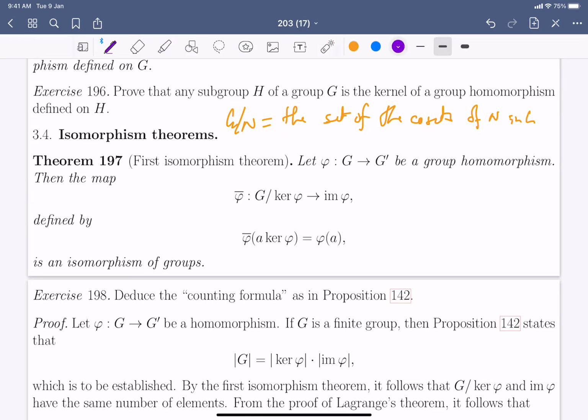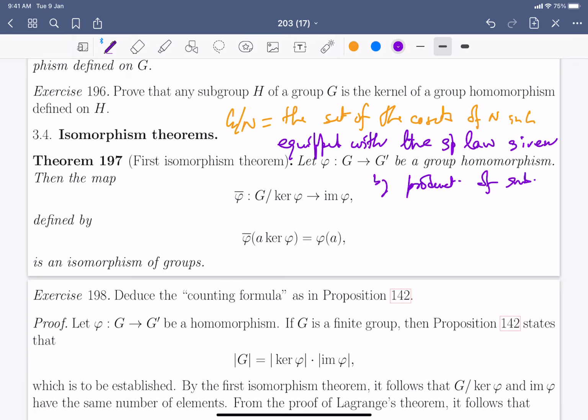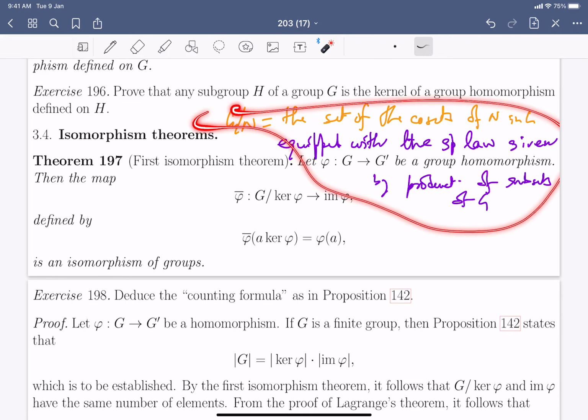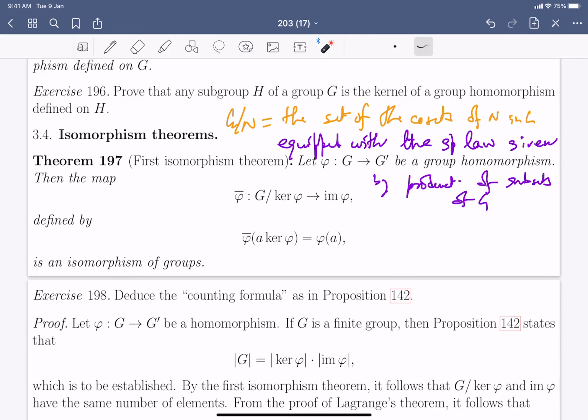equipped with the group law given by product of subsets of G as we have defined. So this is G mod n. Then what is G mod kernel of phi? It consists of the cosets of n, which is kernel of phi here. So it consists of the cosets of kernel of phi, and now we are going to define a map on this set of cosets. So let's pick a coset a kernel of phi.